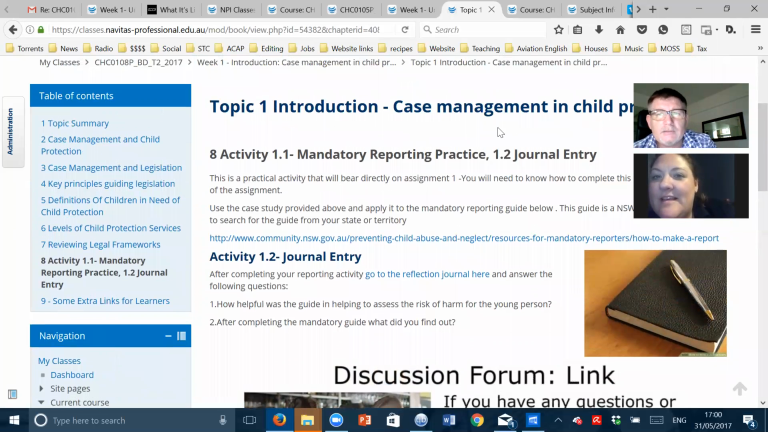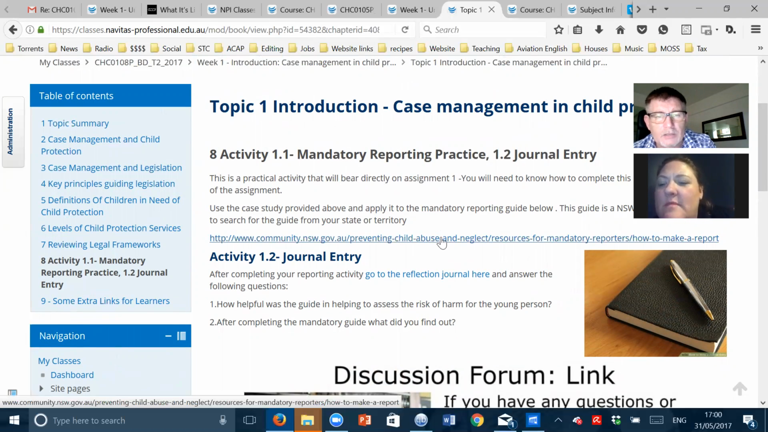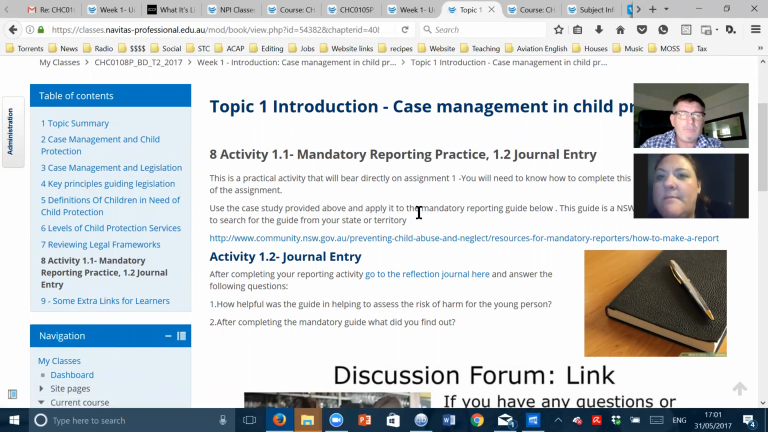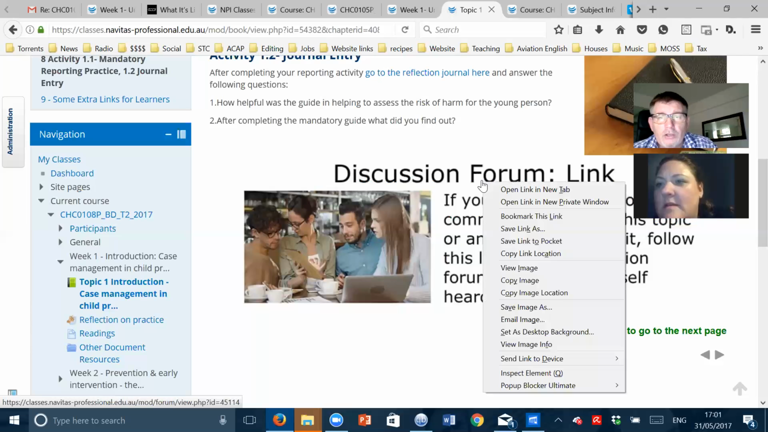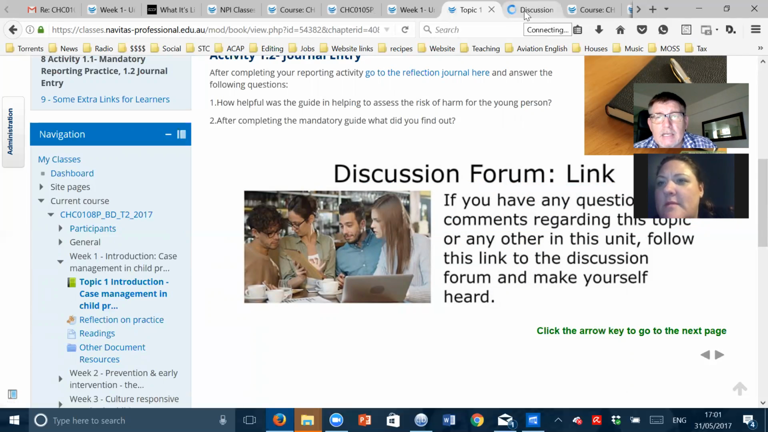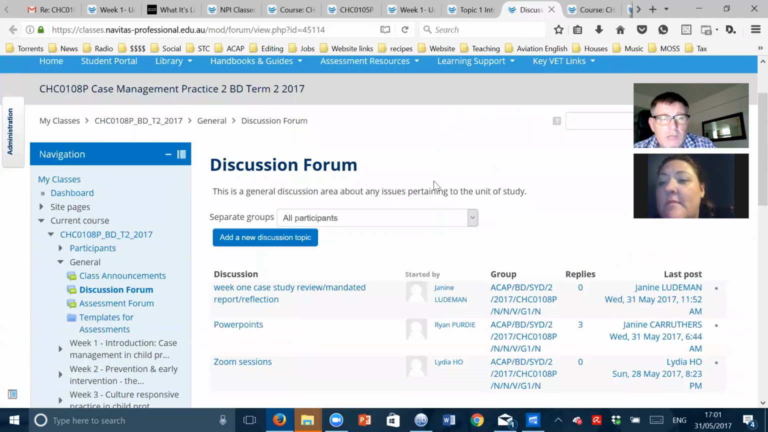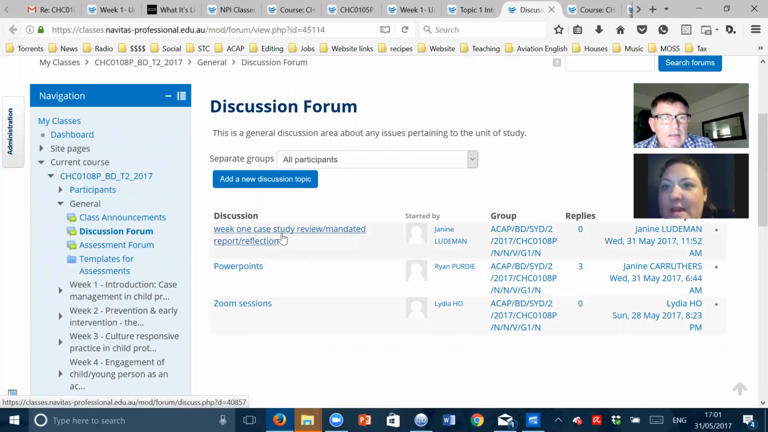So there's some activities of practice you can have a look at. This is actually assessment one. Anybody who's interested can go and check on that and make sure they're happy with it. There's a good reflective journal for you to put in your learning as you go, and then a discussion forum where, if you have any problems, questions or suggestions, you can just click this link and chuck it in there.